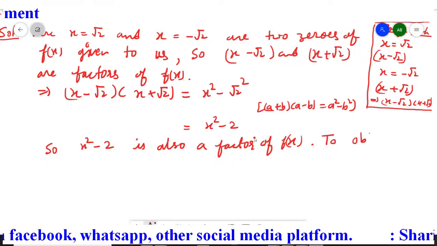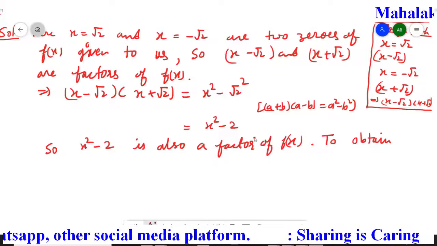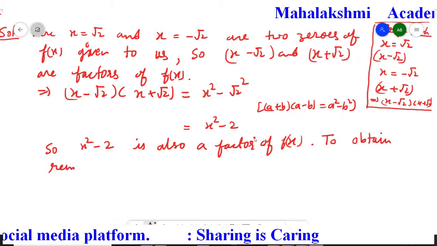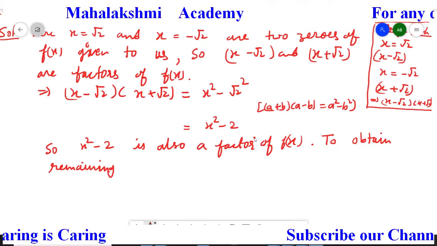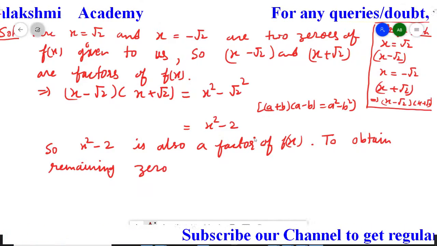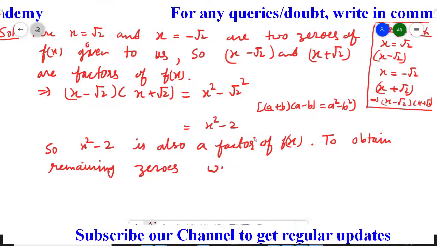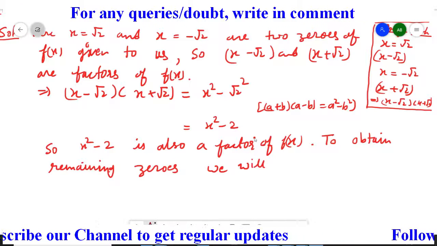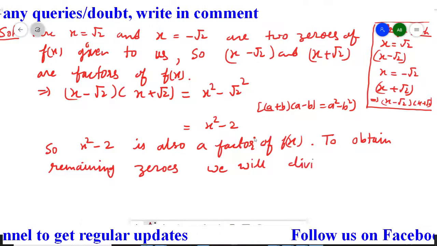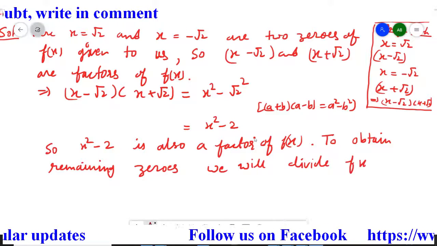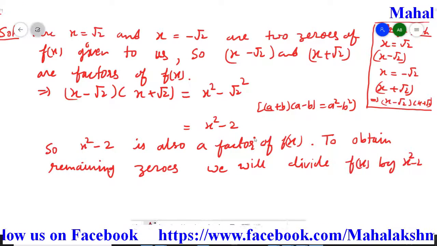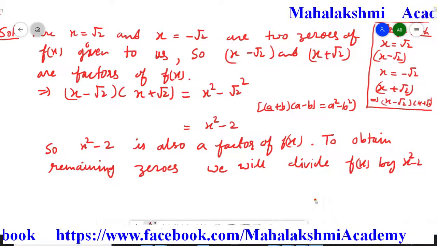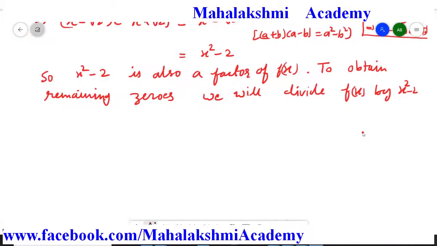To obtain remaining zeros, we will divide fx by x square minus 2. Now why are we doing this? For that you just understand one example, students.